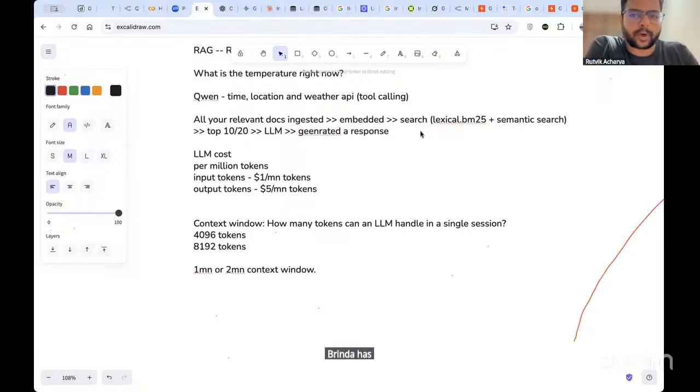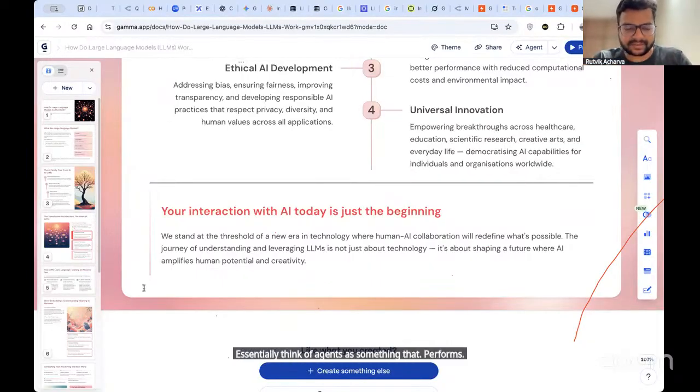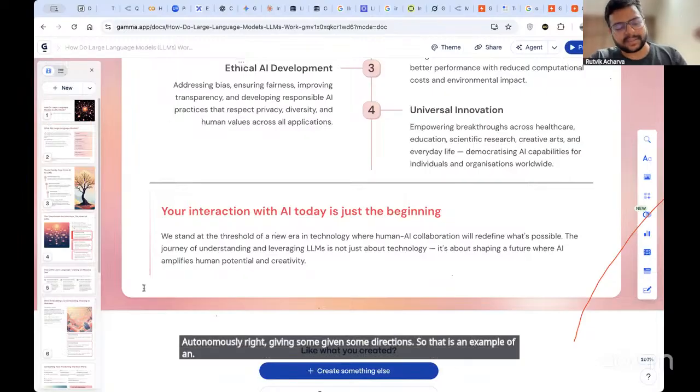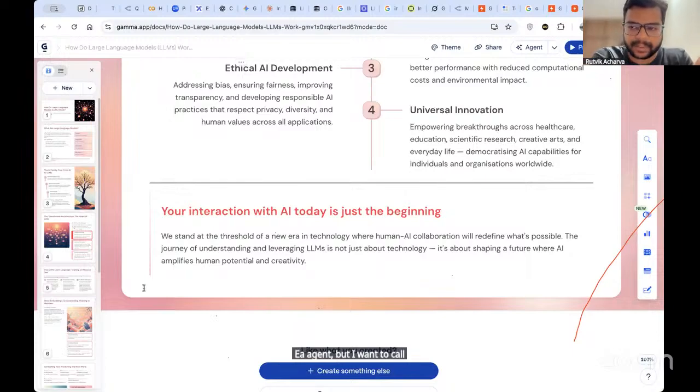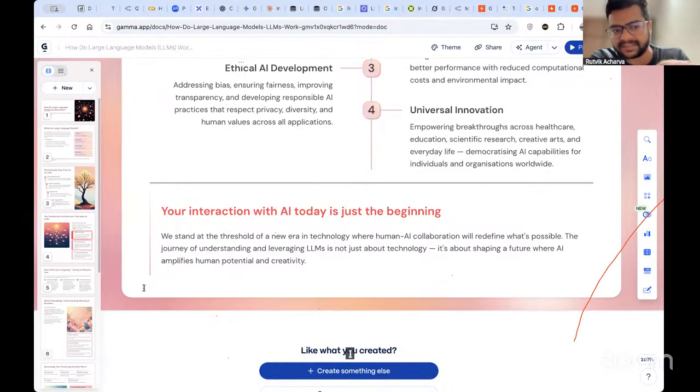Brinda has a question. Can we call this product, the Gamma app, right? Good question. Can we call this an agent? Yes, we can definitely call this an agent. Essentially, think of agents as something that performs a certain action autonomously, given some directions. So that is an example of an AI agent. But I want to call this out, Brinda and everyone. Agents are also a term that is a bit misused, abused. People call everything an agent. It's not necessary. Whenever you are doing something deterministic or rule based, logic based, that is a workflow. You can have an LLM in the mix, that's fine. But if you know what you're doing, if there's an if else going on, it's a workflow. If there is some level of autonomous action that a workflow performs, I would say that is an agent.